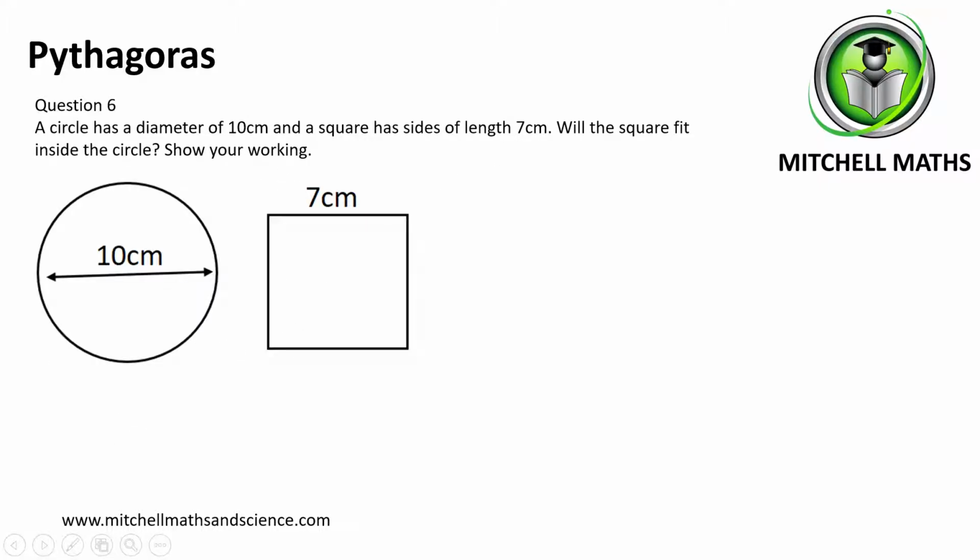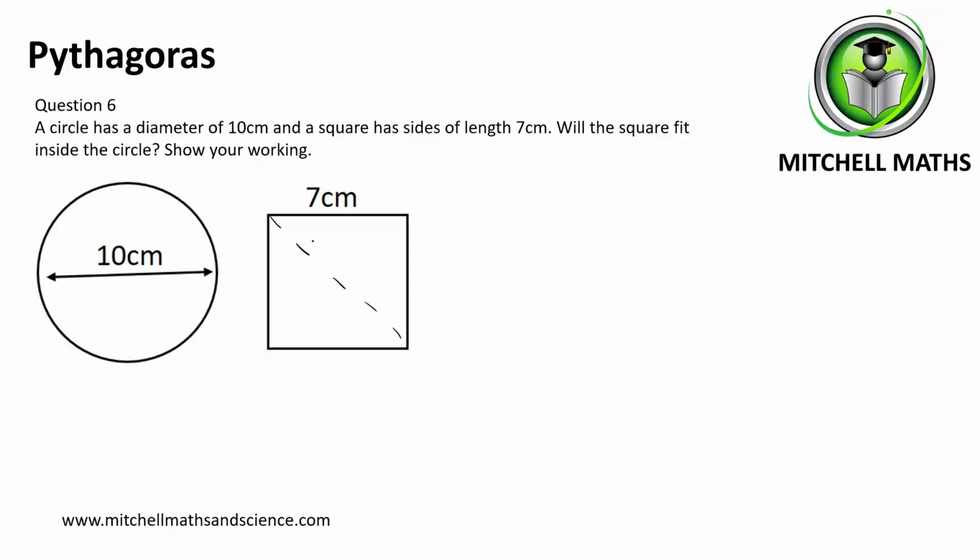And the final question. Right, so here you've got a circle with a diameter of 10 centimetres and a square that has sides of length 7 centimetres. Will the square fit inside the circle? So you might think, well, this doesn't look like Pythagoras' theorem. What we need to do in this question is find the diagonal length of the square.